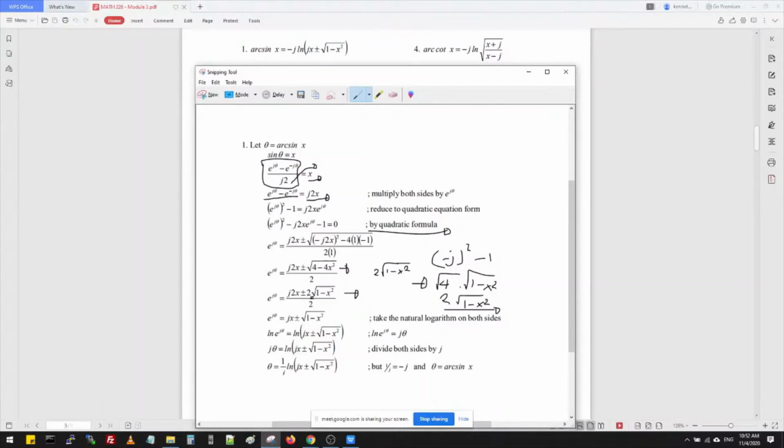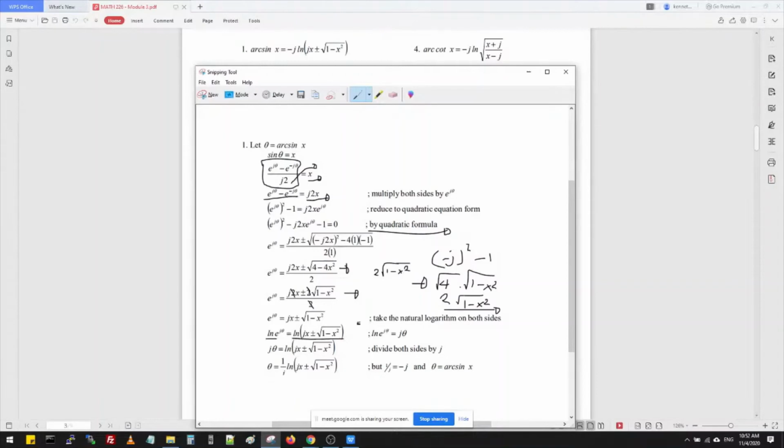Okay. Then, proceed with the division. So, divide natin. So, it will become jx na lang mabilin. So, makancel ang 2. Then, plus minus square root of 1 minus x squared. And then, take the natural logarithm on both sides. So, we have the ln of this one sa left side kag sa right side.